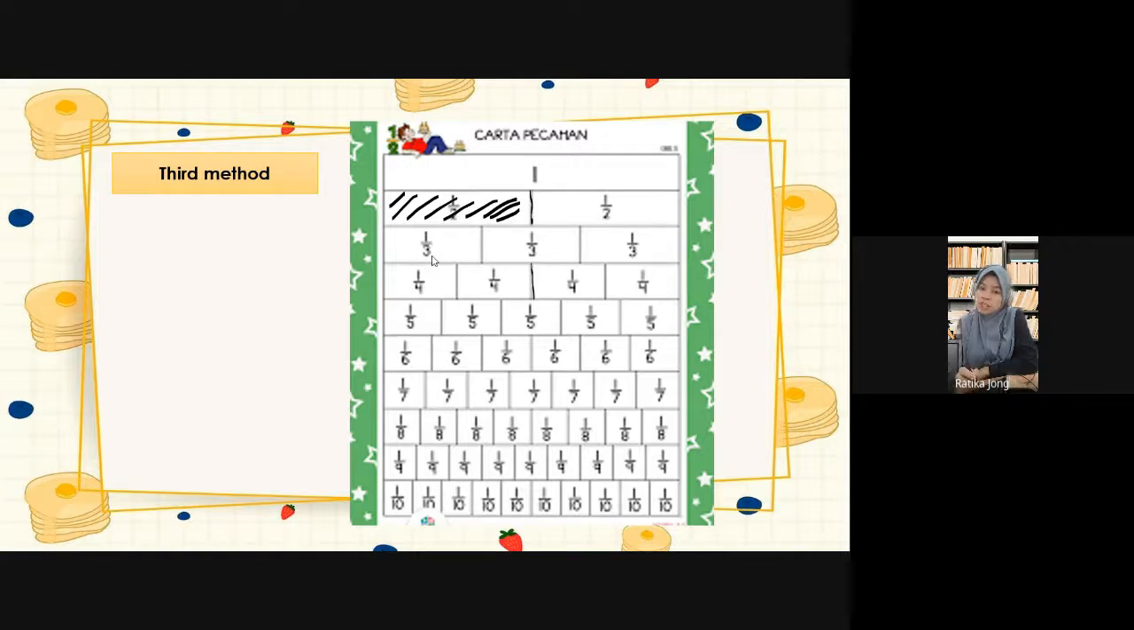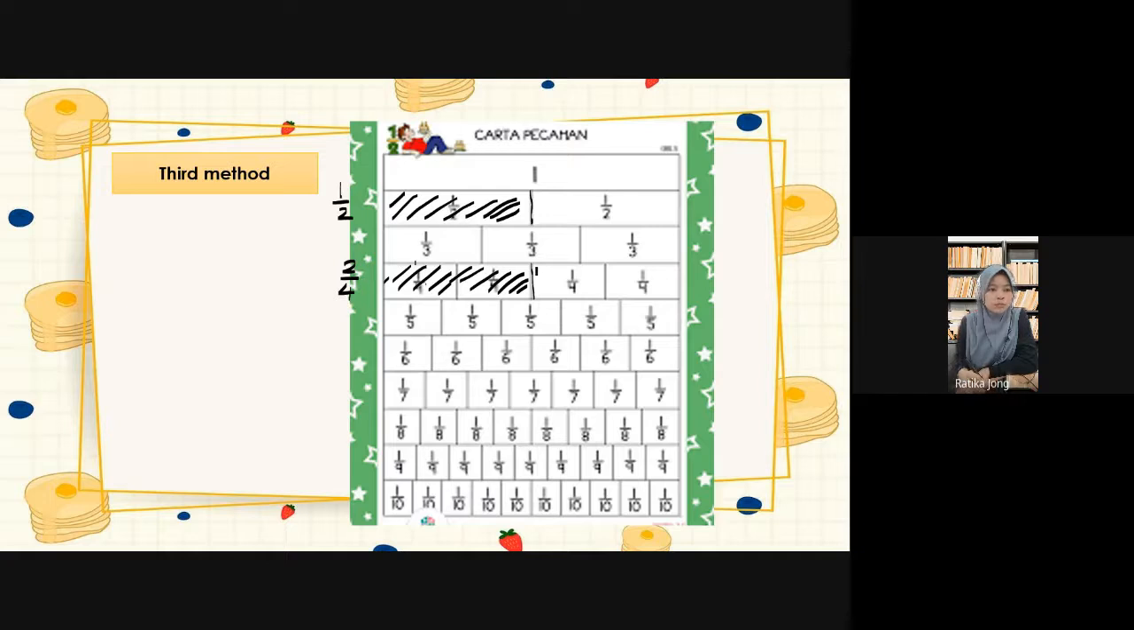Okay, so you need to make sure the size is equal. So if you only color this part, sama size kah dengan atas ni? Tak sama kan? So you need to samakan. So color this one. Dah sama kan? So what is the fraction for this one? 1 over 4 and 1 over 4. What is the fraction untuk yang bawah ni? This is 2 over 4. So the equivalent fraction for 1 over 2 is 2 over 4.